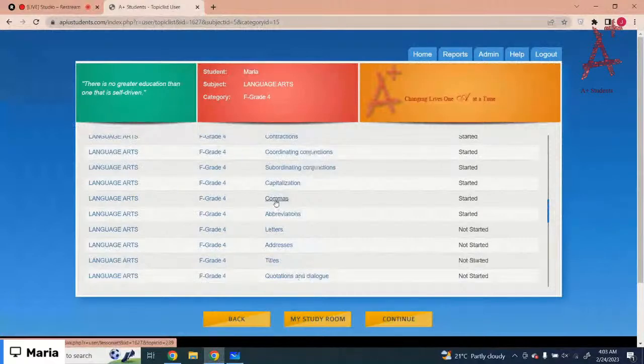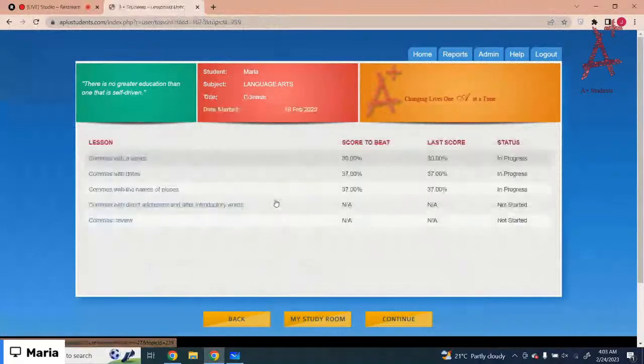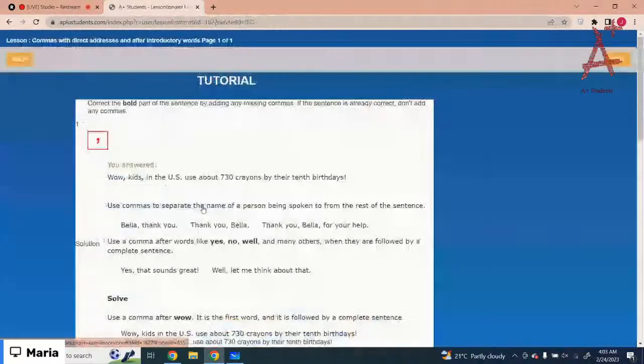Okay, here I'm on grade 4 language arts. The chapter is commas. And the lesson is commas with direct addresses and after introductory words. So let's just start with the lesson. Let's start with the first example. Correct the bold part of the sentence by adding any missing commas. If the sentence is already correct, don't add any commas.